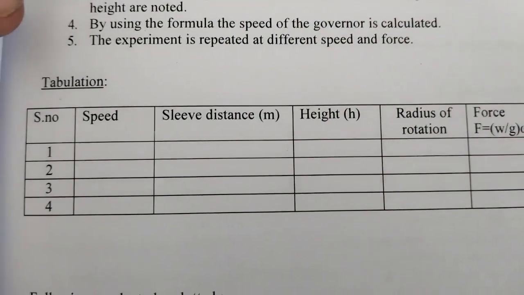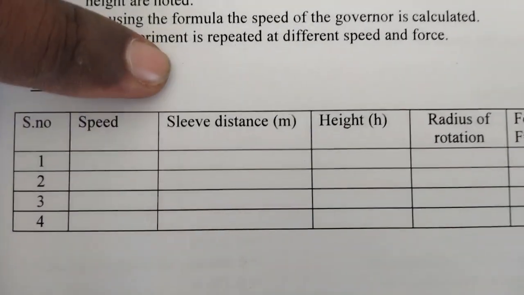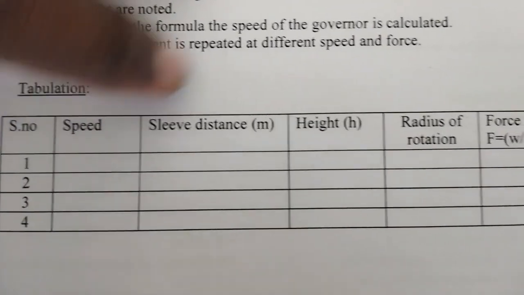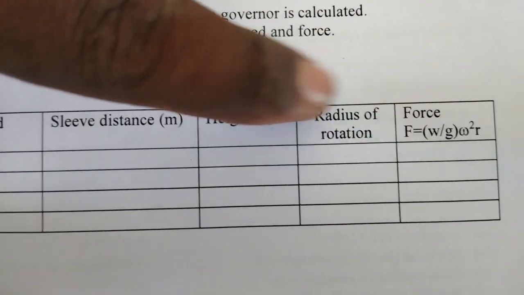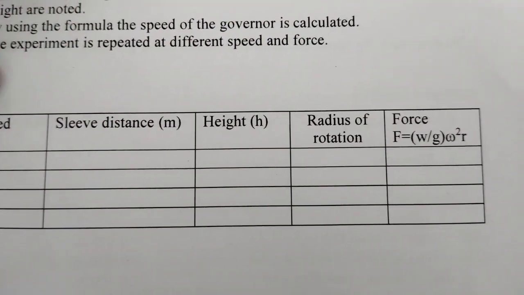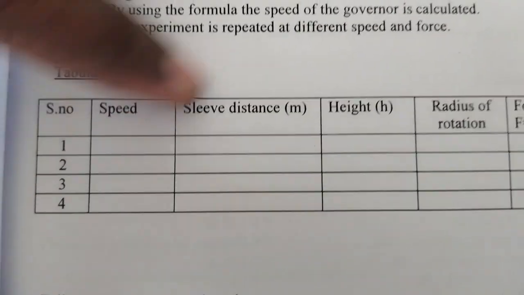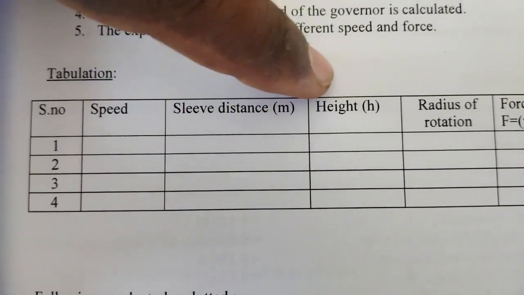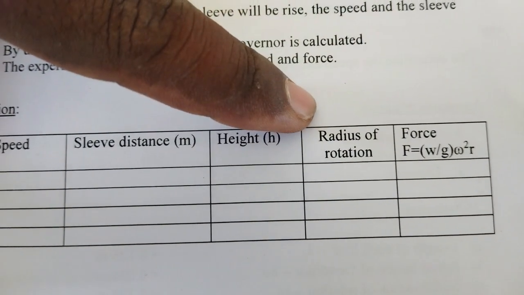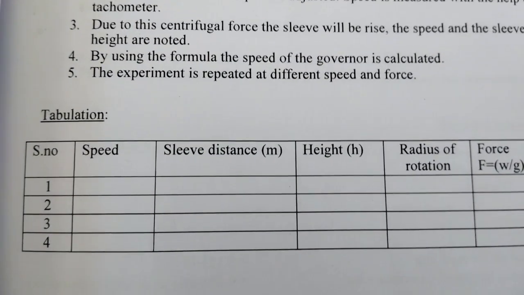So this is the tabulation for the Proell governor. The first column is speed, and the second one is sleeve displacement, then height of the governor, radius of rotation, and centrifugal force. For the speed we are going to use the tachometer, and the sleeve displacement we are going to measure by using the scale. For height and radius of rotation we have the formulas. Finally we calculate the centrifugal force of the governor.